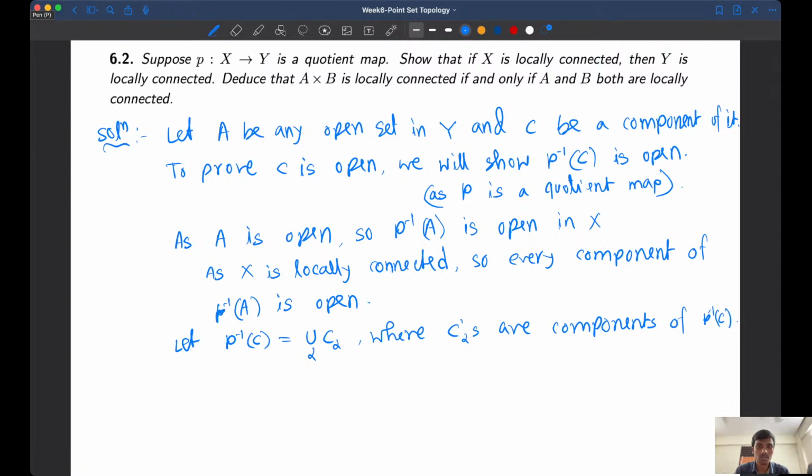Right, but okay, P inverse C is already contained in P inverse A, and each C alpha is a component in, okay, this, yes.